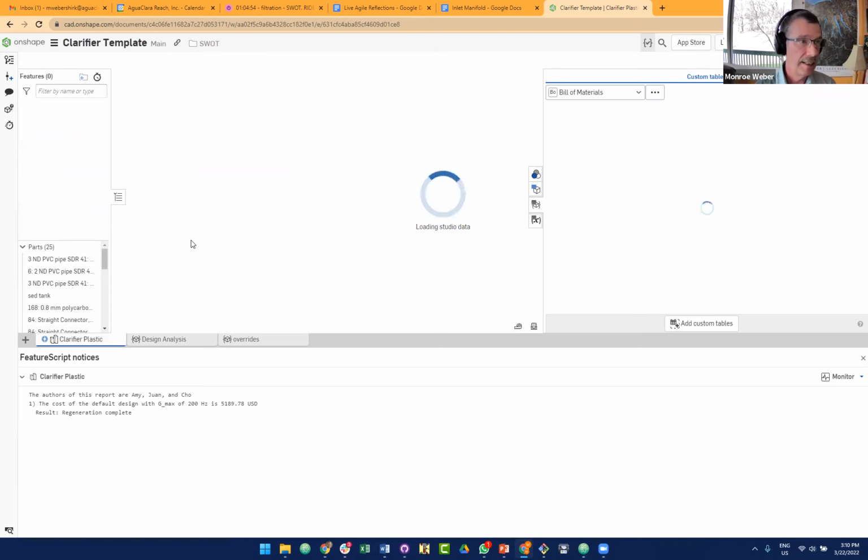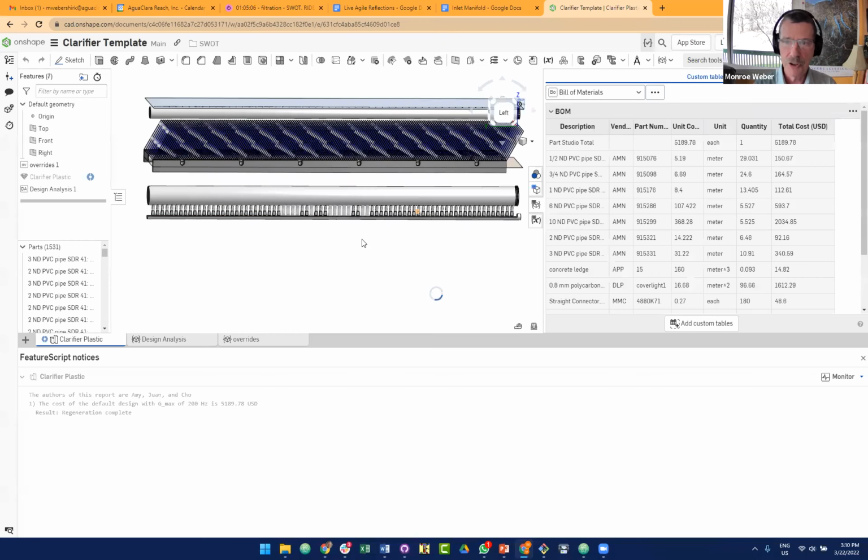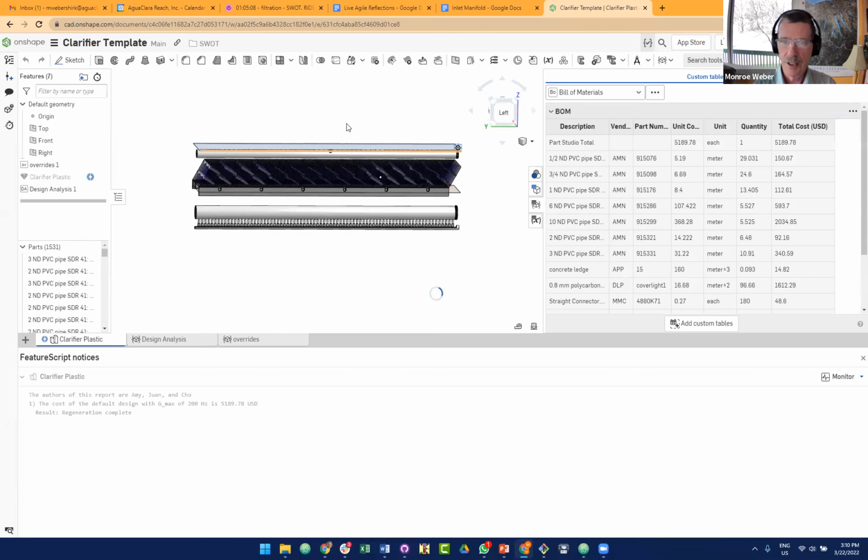It will still have the same price in the bill of materials because we keep track of our costs carefully, and whether or not everything is replicated, we still show the same cost. So there it is. There's my cost. You didn't see it before. $5,189.78. It's the cost of this system.